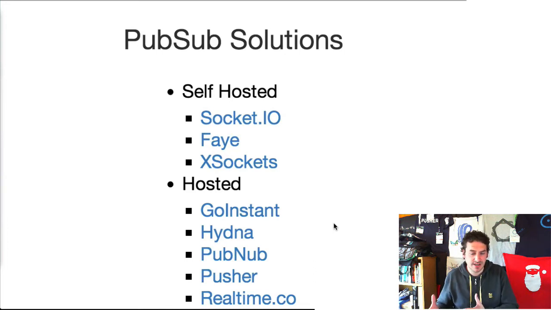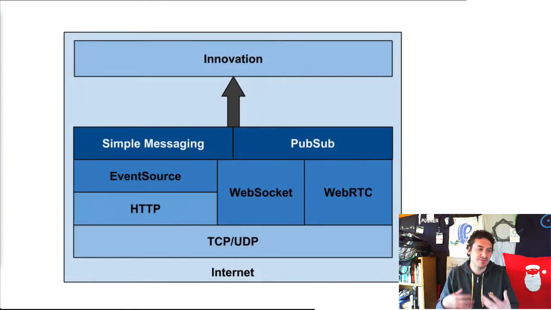Faye, which is in Node and Ruby, and WebSockets by some guys in Sweden that I know who are really pushing this forward and really looking at the Internet of Things. It's definitely worth checking out. And there are a number of really good hosted solutions that offer pub sub functionality. I'll move on. So we've now got this pub sub on top of this stack.